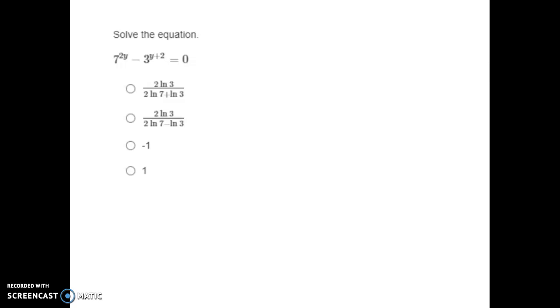So I go ahead and I look, and I've got an equation here. I've got different bases, nothing I can do. So I'm going to go ahead and natural log each side. I'm going to set 7.